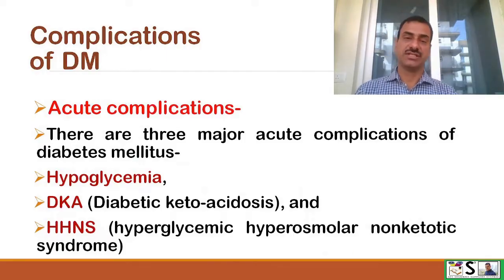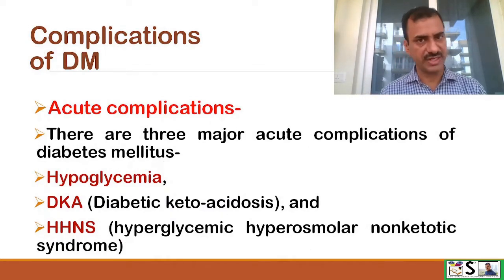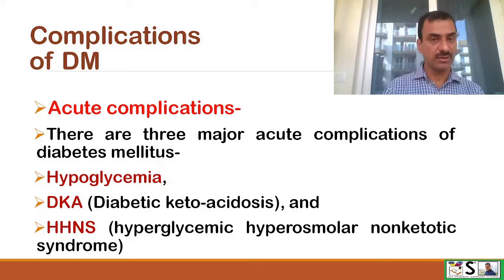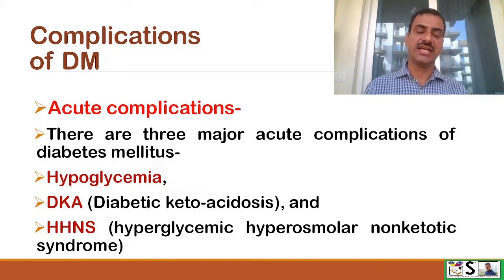What are the complications that the patient should avoid or should prevent? The complications are basically of two types: acute complications and chronic complications. In acute complications, the major three are hypoglycemia, DKA, that is diabetic ketoacidosis, and HHNS, hyperglycemic hyperosmolar non-ketotic syndrome.